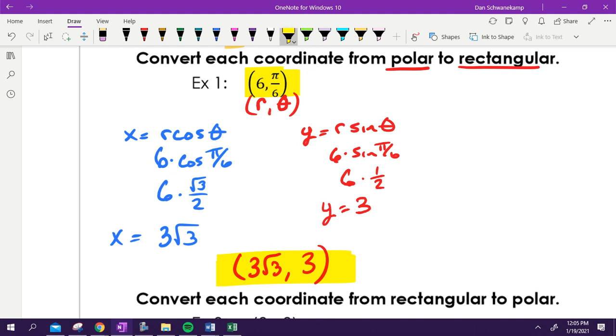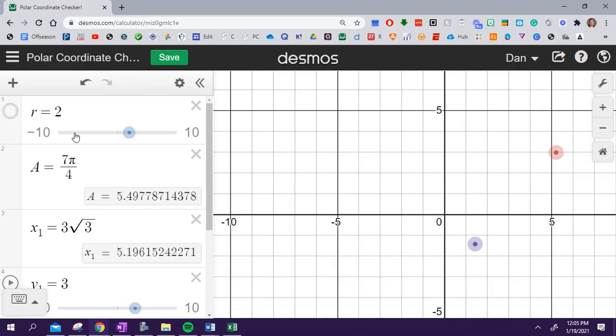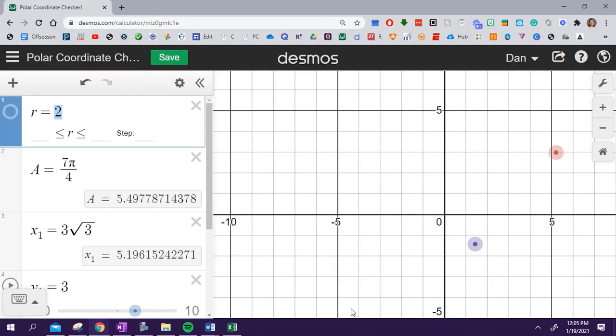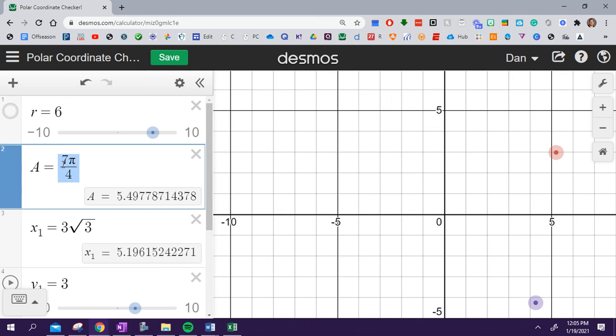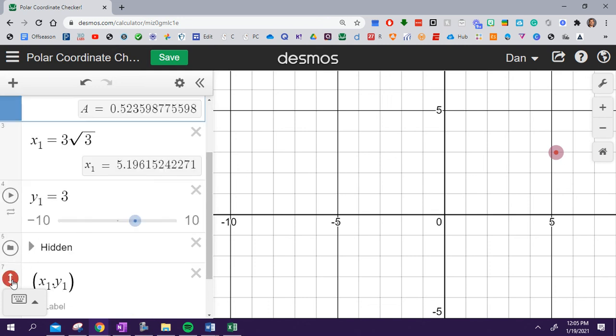Yes, ma'am. When we're solving for the third variable, do we have to use the sine formula? You want to use the sine formula. Yep. So let's show you what that looks like. What was our original radius? 6 and pi over 6, is that right? So if I set this up, I have 6 and pi over 6. See that dot right there? Purple and red, they're on the same spot because the other one is 3 radical 3 comma 3.